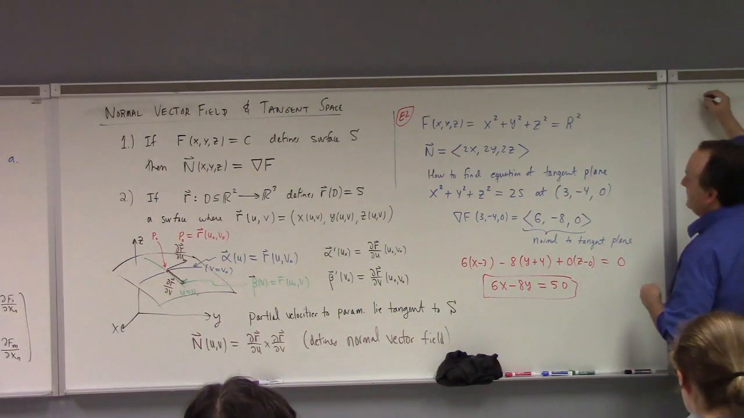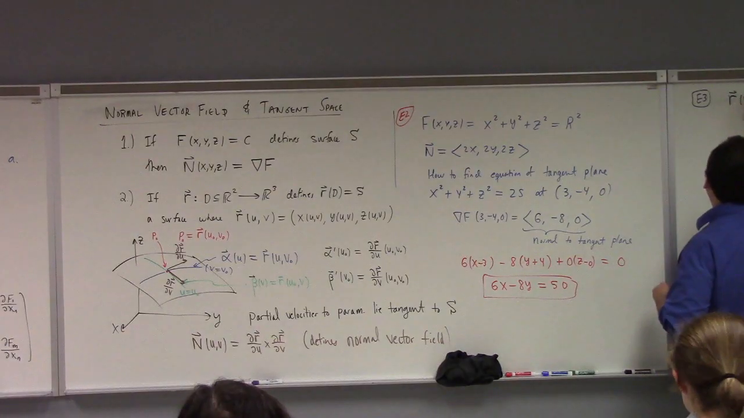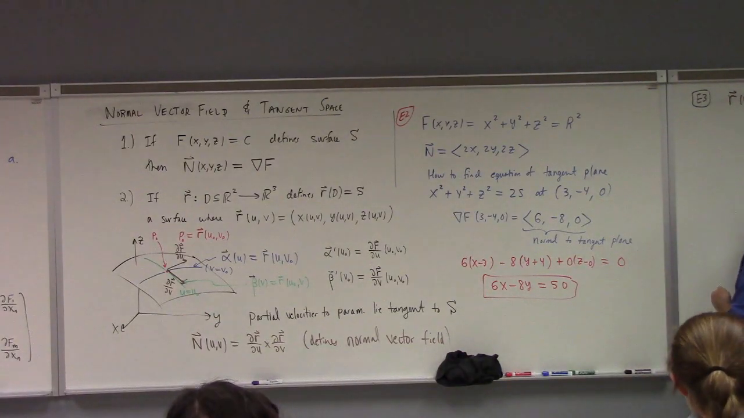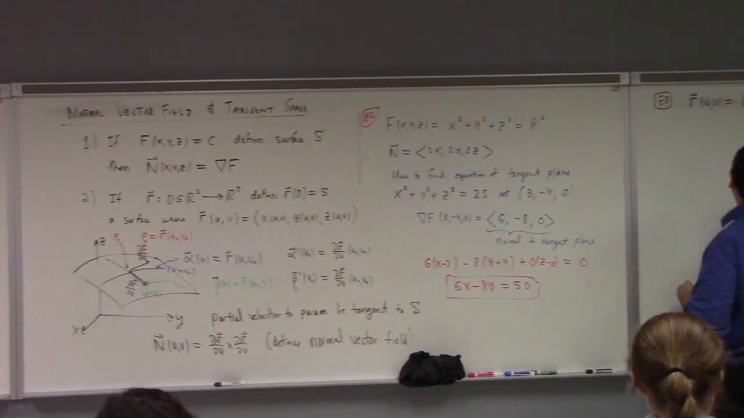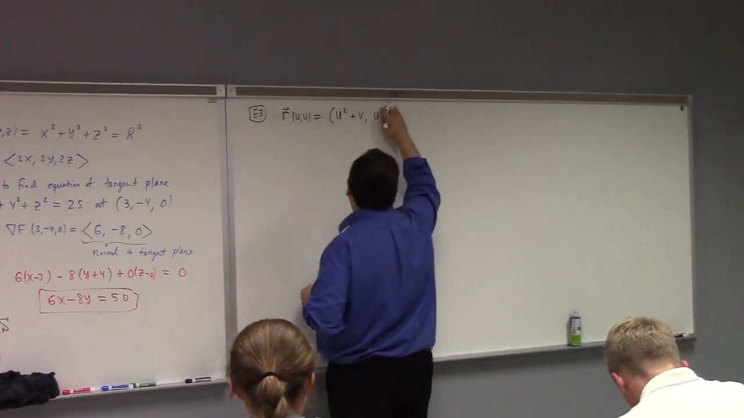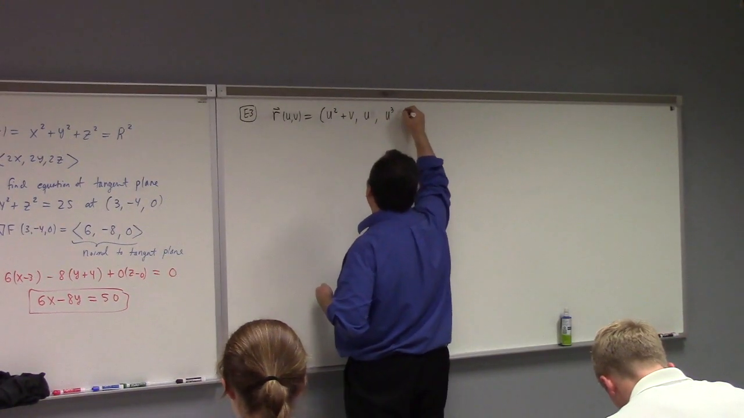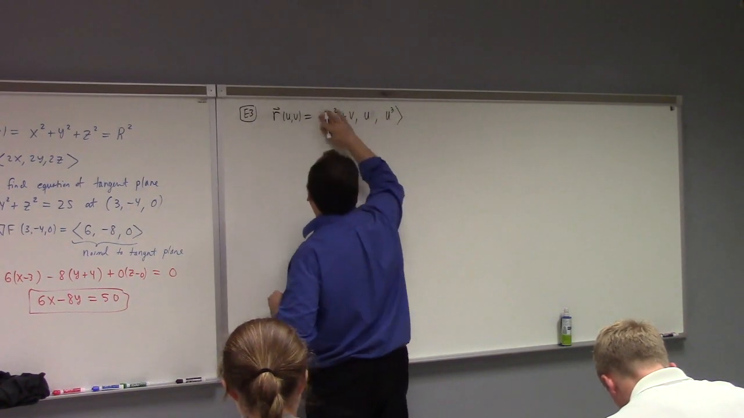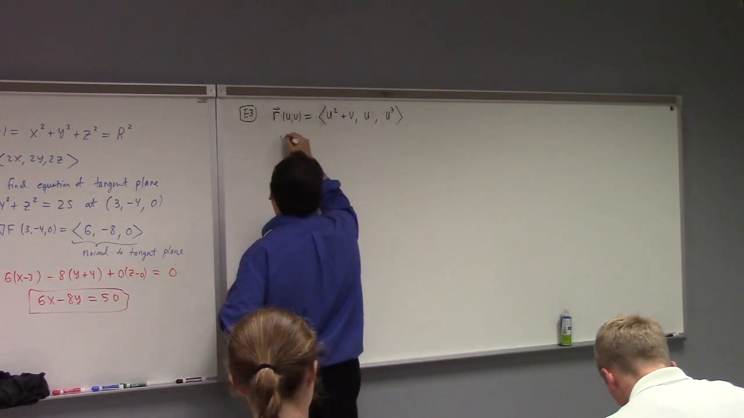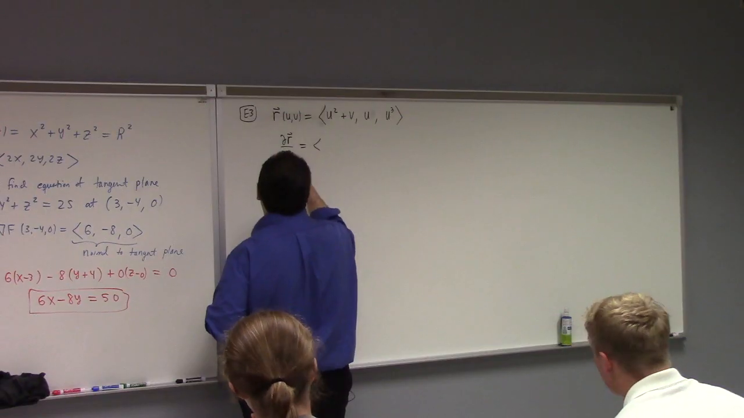So example 3, I'll try to take it easy on us. Suppose R of UV is like U squared, V, and U cubed. If we do this, partial R, partial U is what?